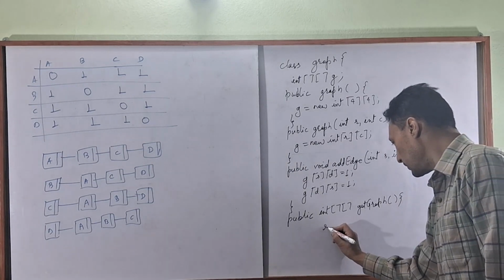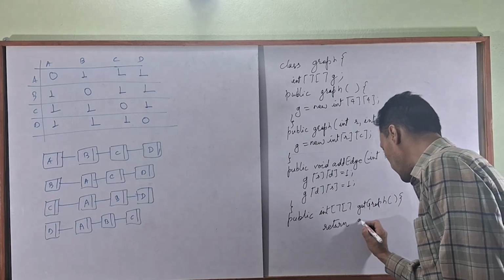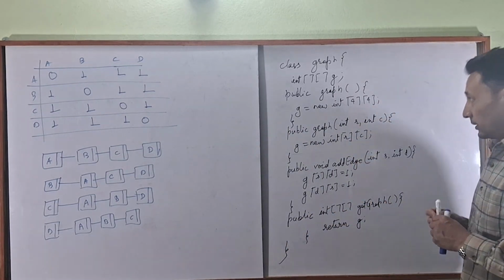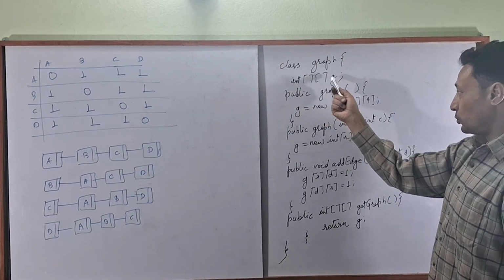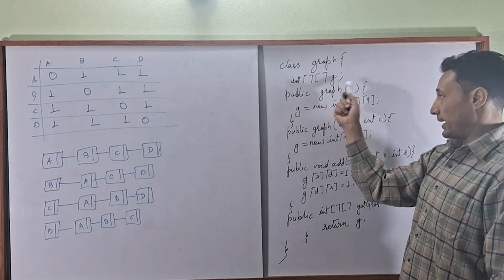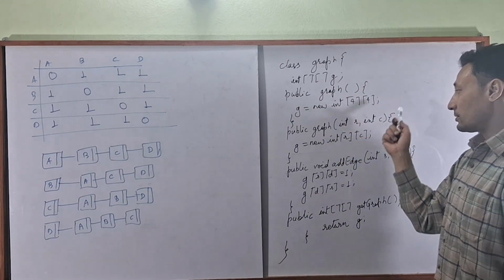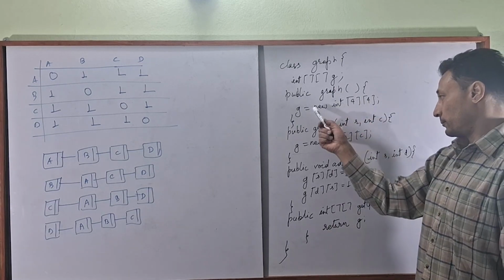This will return this graph g. Okay, simple. This is a very simple definition. Here I have defined a class graph. Here I am declaring a 2-dimensional integer array z. This is the constructor without parameter, and in this constructor I am initializing z with 4 by 4.